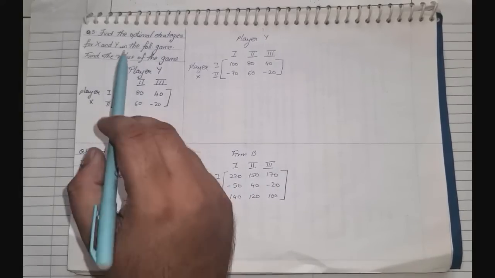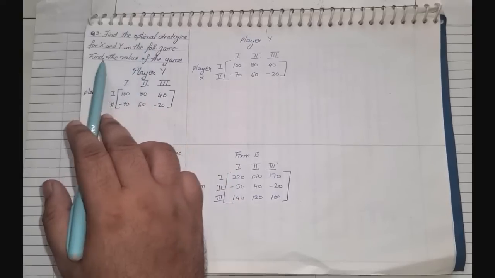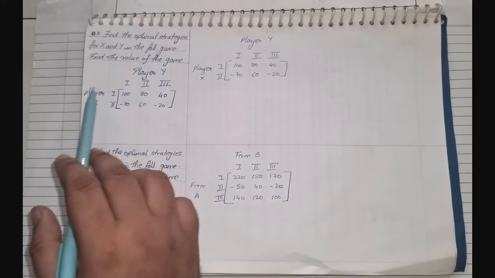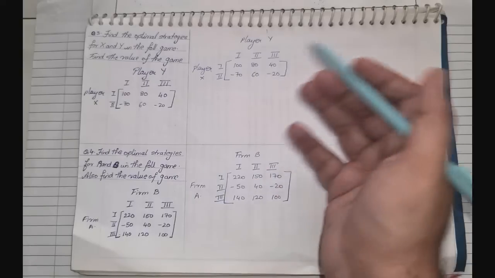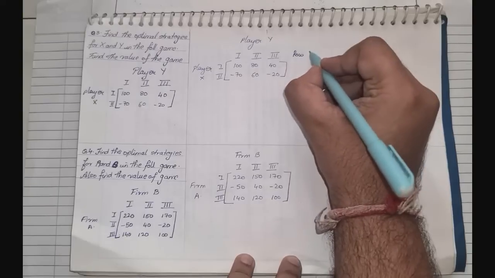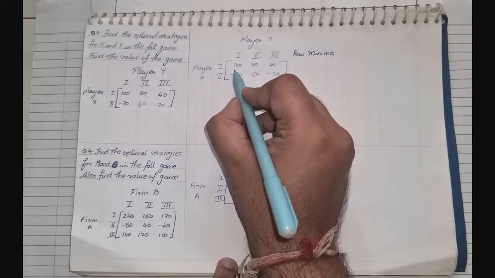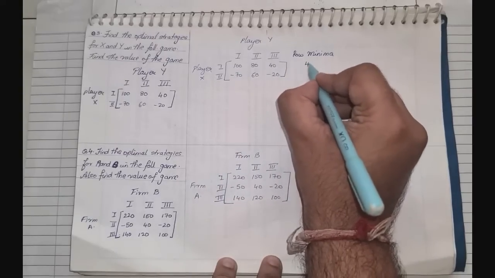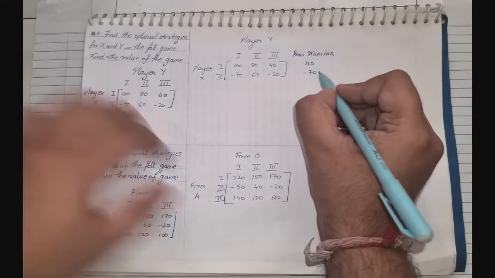Okay, question number 3. Find the optimal strategies of X and Y in the following game. Find the value of the game. Now we have given player X and player Y, and we have to follow the same steps. Okay, the first thing, row minima. From the first row, the lowest value is 40, and in the second, the lowest value is negative 70.